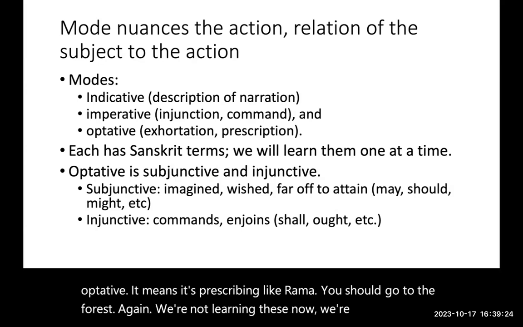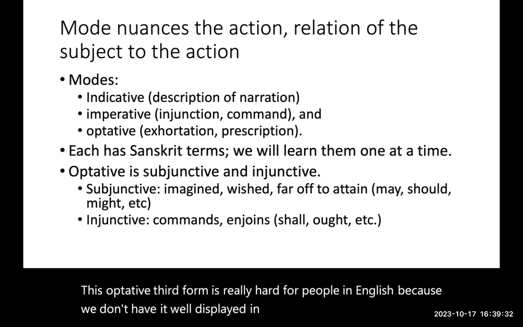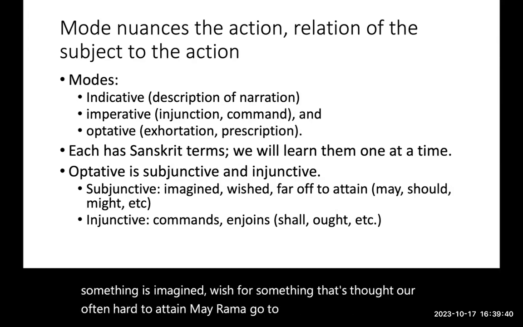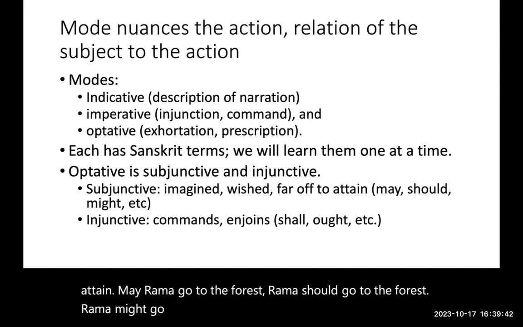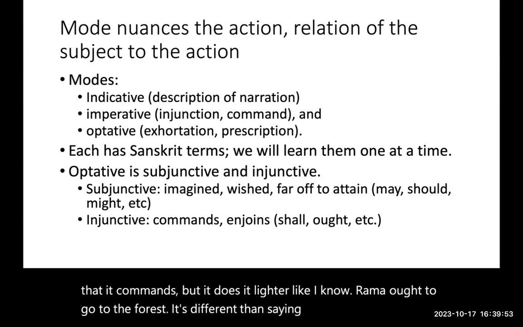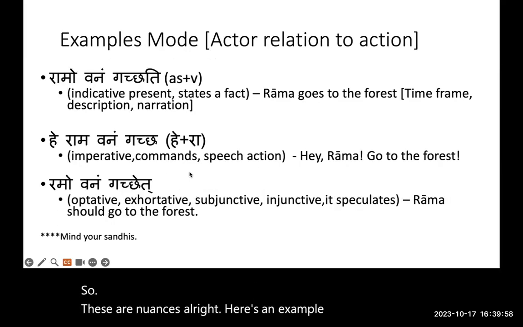This optative third form is really hard for people in English because we don't have it well displayed in English. It's when something is imagined, wished for, something that's often hard to attain. May Rama go to the forest? Rama should go to the forest. Rama might go to the forest. Injunctive is like the imperative in that it commands, but it does it lighter. Like, I know Rama ought to go to the forest. It's different than saying, Rama, go to the forest. So these are nuances.